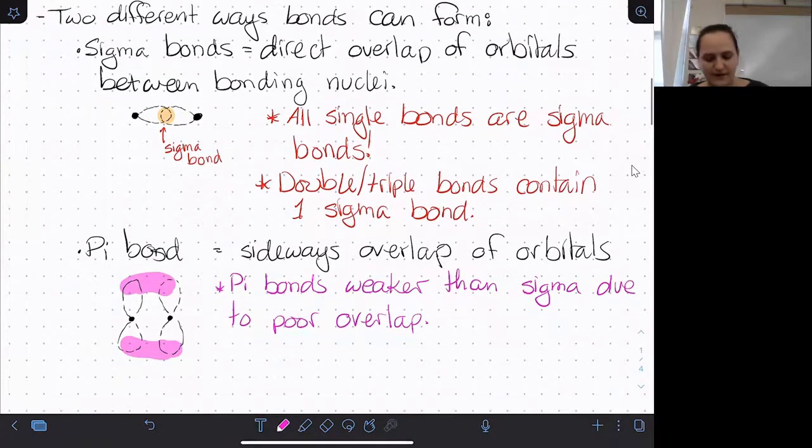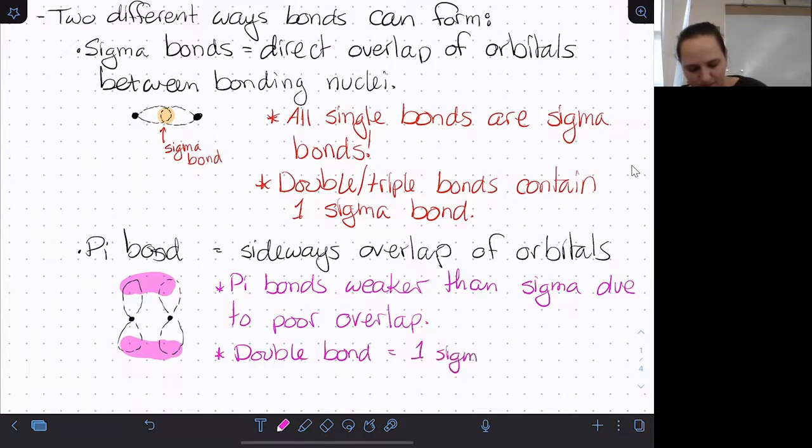So this is why if something is only connected by one bond, it's going to be a sigma bond, because a pi bond by itself just isn't strong enough to hold two atoms together. So double bonds are always one sigma and one pi, and triple bonds are always one sigma and two pi.